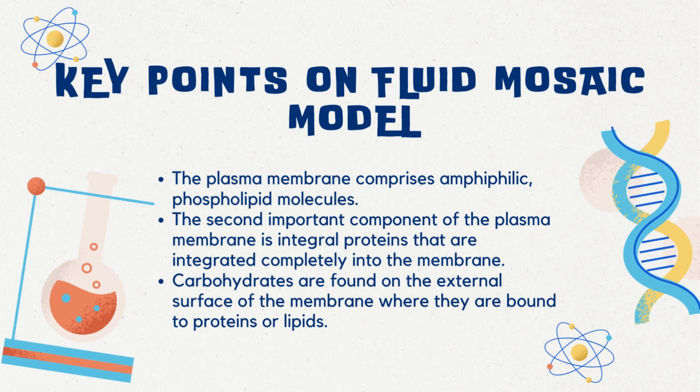The plasma membrane comprises amphiphilic phospholipid molecules. The second important component of the plasma membrane is integral proteins that are integrated completely into the membrane. Carbohydrates are found on the external surface of the membrane, where they are bound to proteins or lipids.